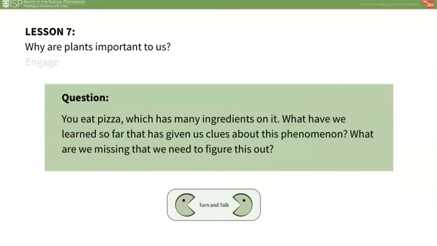In the Engage portion of this lesson, revisit the unit phenomenon with students. You eat pizza, which has many ingredients on it. What have we learned so far that has given us clues about this phenomenon? What are we missing that you need to figure this out? Allow students to turn and talk, then share out a few answers.